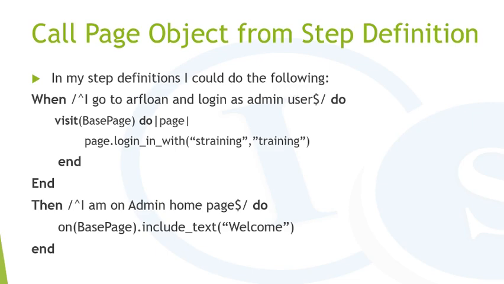I like the simpler syntax, something like this: on base page dot include text. This is how I'm used to calling the method. Okay, so if I want to call the same method, here I can do visit base page, right? That's the first line. Second line would be on base page dot login with whatever. Okay. So you can call it both ways.